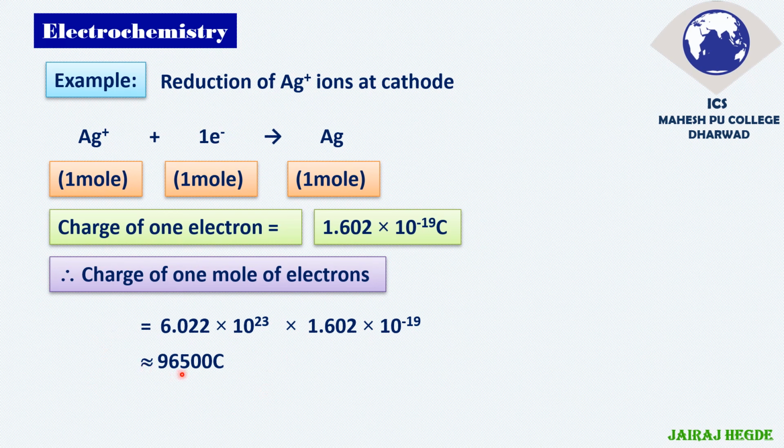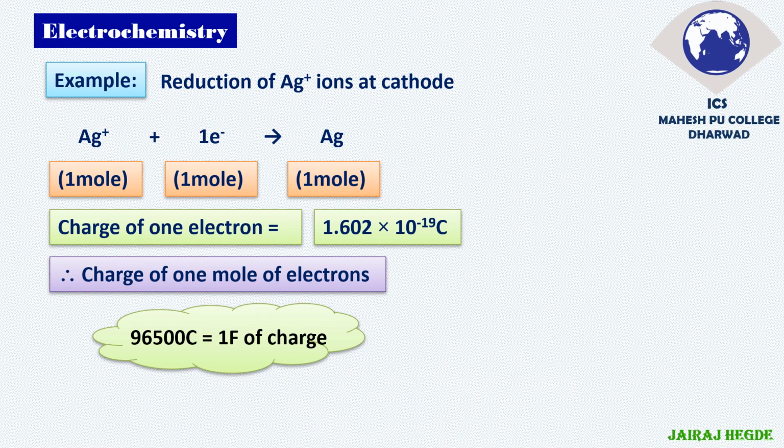This 96,500 coulomb of charge, we call it 1 farad of charge. What is 1 farad or 1 Faraday? 1 Faraday is nothing but 96,500 coulomb. Both are units for the calculation of charges. 96,500 coulomb or 1 farad is the charge of 1 mole of electrons. So it is very important, try to understand that the charge of 1 mole of electrons will be 1 farad.